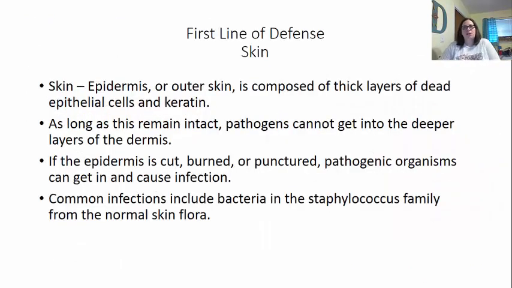So taking a closer look, we're going to look at the skin. The skin is composed of the epidermis, the outer part of the skin. This is a thick layer of dead epithelial cells, and these cells have a certain kind of protein in them called keratin. This helps them keep a tight seal and be almost like a waterproof barrier. This is several layers wide of smushed cells. It's called stratified squamous epithelium.